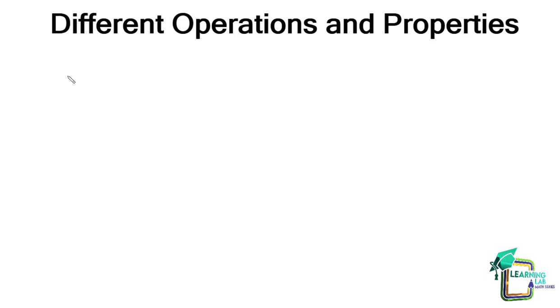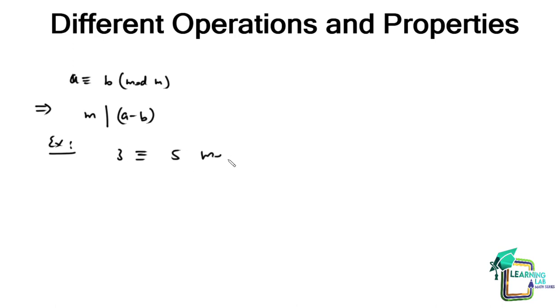Okay, we have already discussed the different interpretations of the statement A is congruent to B mod M, right? The important interpretation of A is congruent to B mod M is M divides A minus B. For example, if we have 3 is congruent to 5 mod 2, that means 3 minus 5 is divisible by 2. Yes or no? Obvious, 3 minus 5 is divisible by 2, right? That means this statement is true.